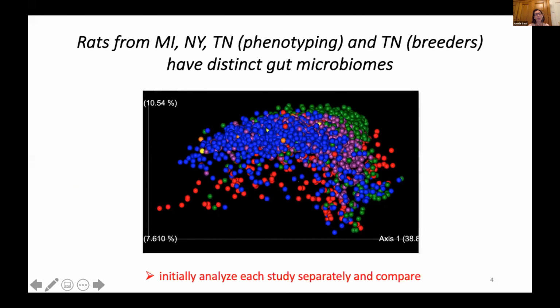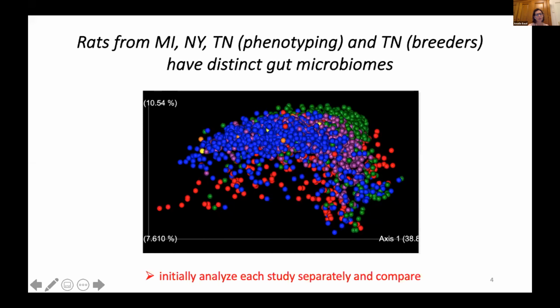And from this picture here, which is sort of a PCA, and each color represents a study, we can see that clearly the rats cluster by study in terms of their microbiome. So the rats do have distinct gut microbiomes, depending on whether they were phenotyped in Michigan or in Tennessee or in New York. And there's also a distinction actually between Tennessee breeders and Tennessee phenotyped rats.